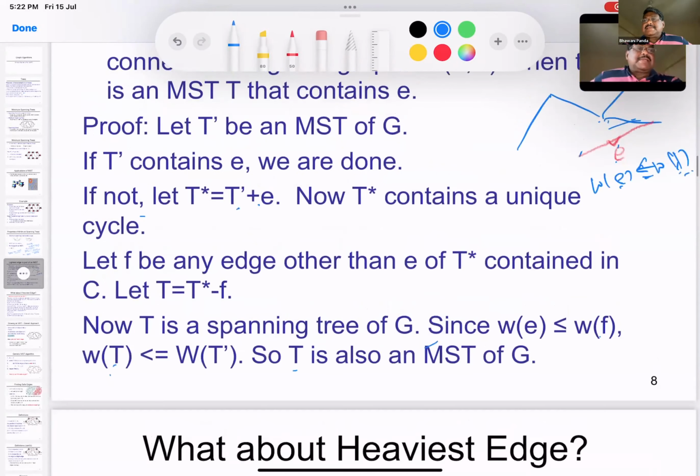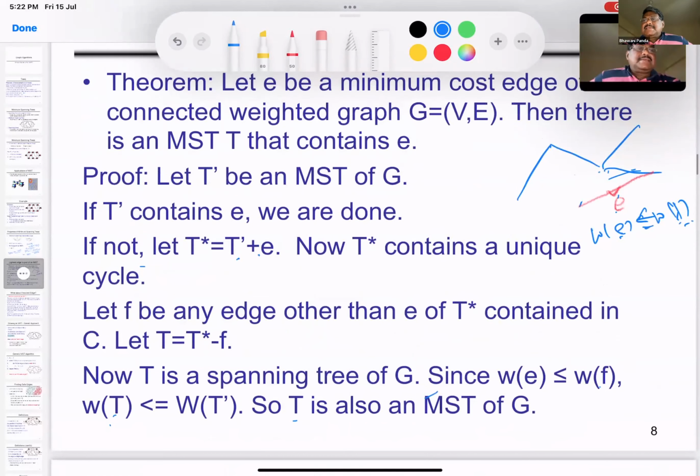So this is my T. After removing this edge F, I got the tree T, and T contains the edge E. So every minimum cost edge must be present in some MST. Is this clear?